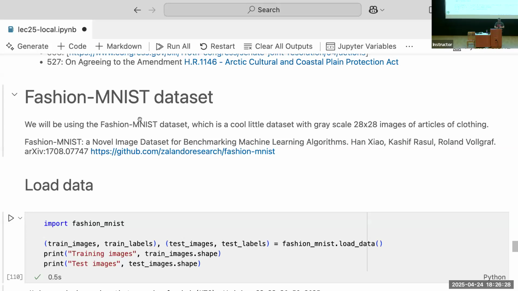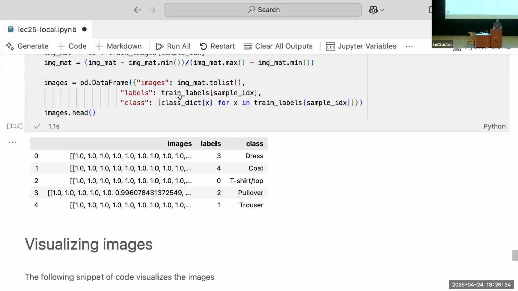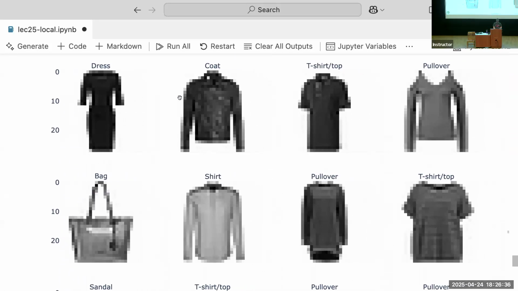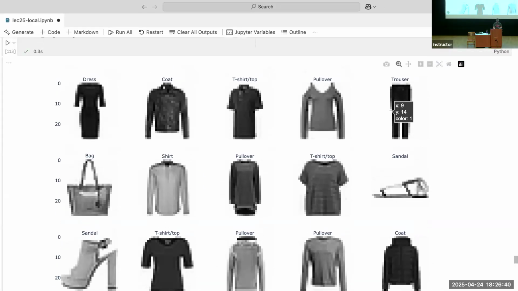But this dataset's really cool. It was constructed to be similar to the MNIST dataset, but instead they use different articles of clothing. So notice we don't have pictures of digits. We now have pictures of dresses and coats and t-shirts.